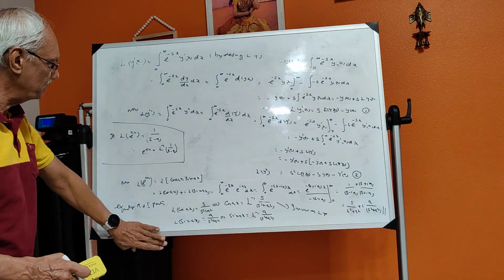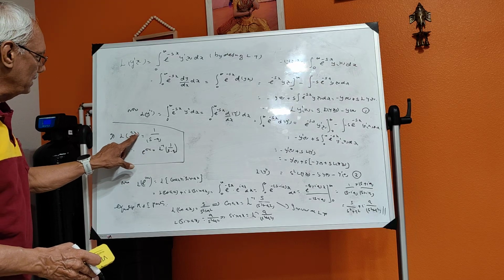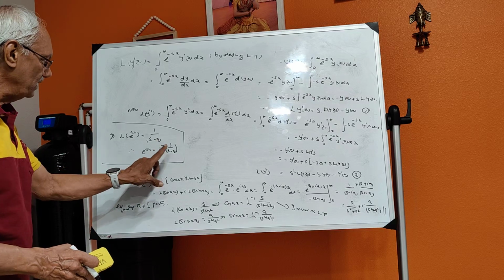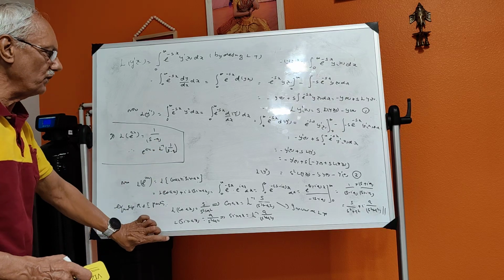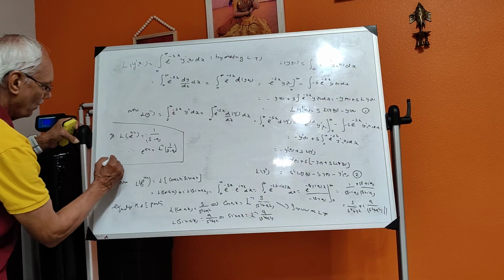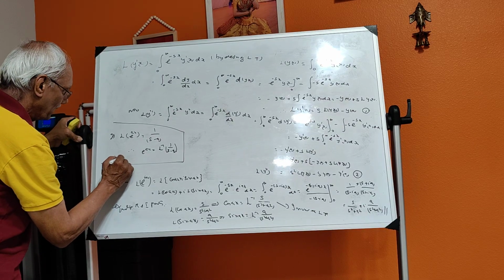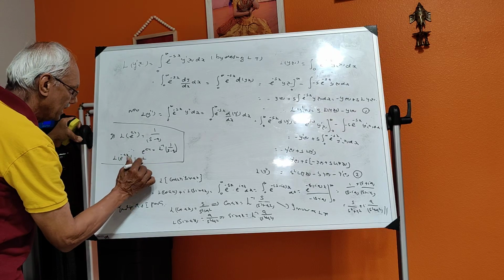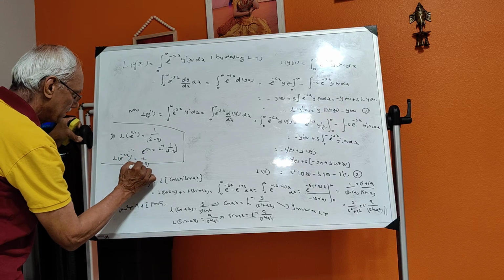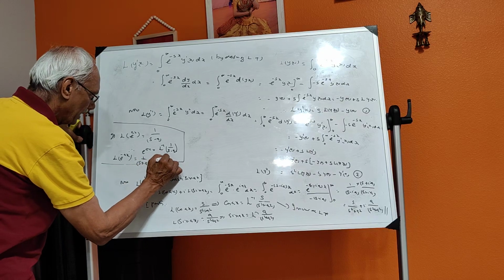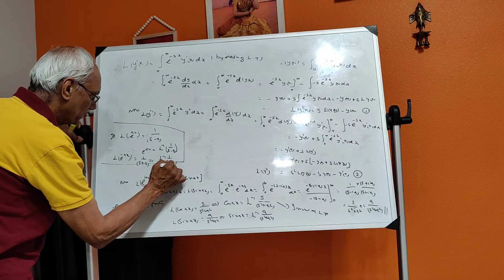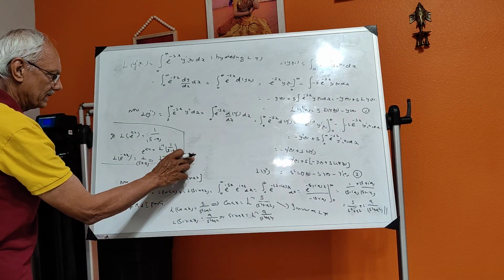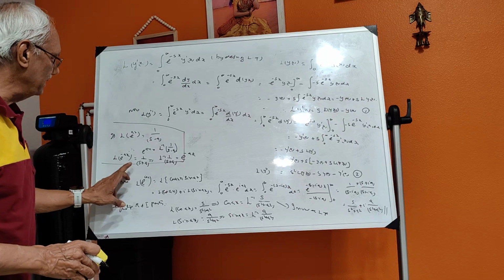See, L of e to the power of ax is equal to 1 by s minus a. Therefore the inverse Laplace transform is e to the power of ax. And likewise, L of e to the power of minus ax is equal to 1 by s plus a, which implies L minus 1 of 1 by s plus a is equal to e to the power of minus ax. So if it is plus, it is minus. Okay.